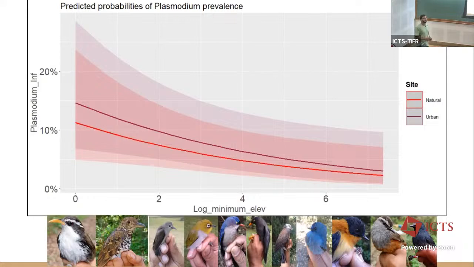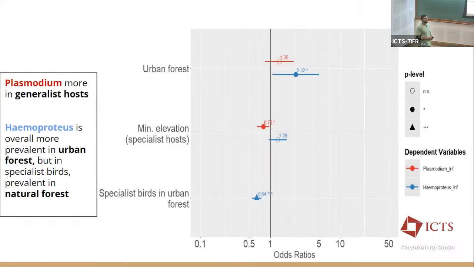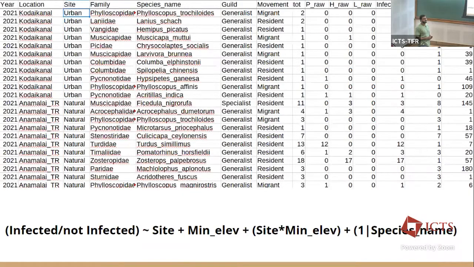Yeah, Ashwin, sorry, go to the previous slide. Yeah, this one. You have mentioned some migrant and resident birds. Do you come across any single species that you found in both urban and natural habitat? Yes, there are several species that are found in both urban and natural forests. They're common species. If there is any migration of that bird, does it lead to the migration of that disease?